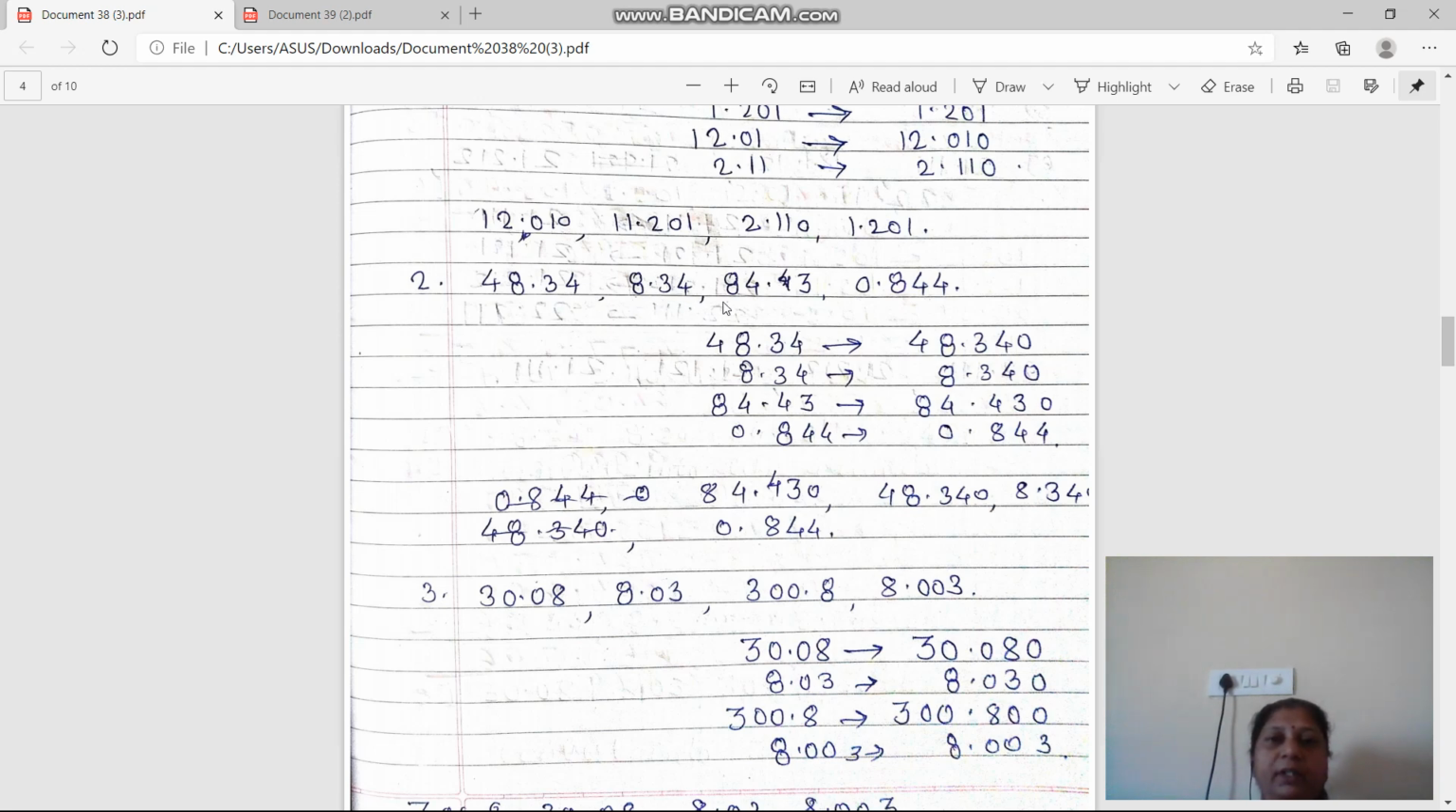So next: 48.34, 8.34, 84.43, 0.844. Okay, so let's convert. 48.340, then 8.340, 84.430 and 0.844. Which is the largest one? 84. So let's take it: 84.430. Next 48.340. Next 8.340 and last 0.844. Okay, now next one.